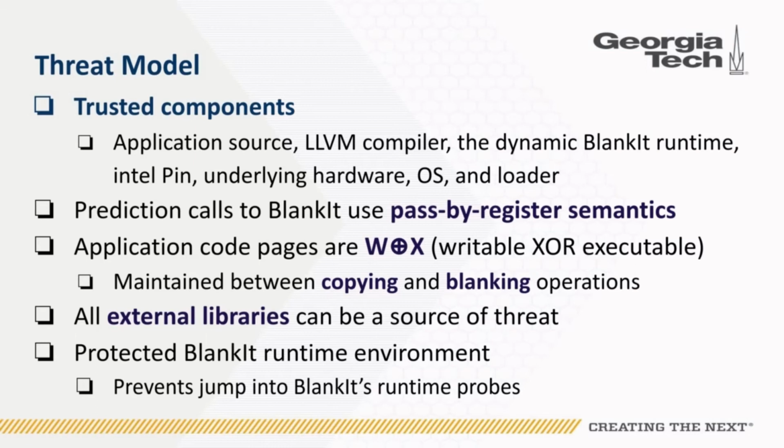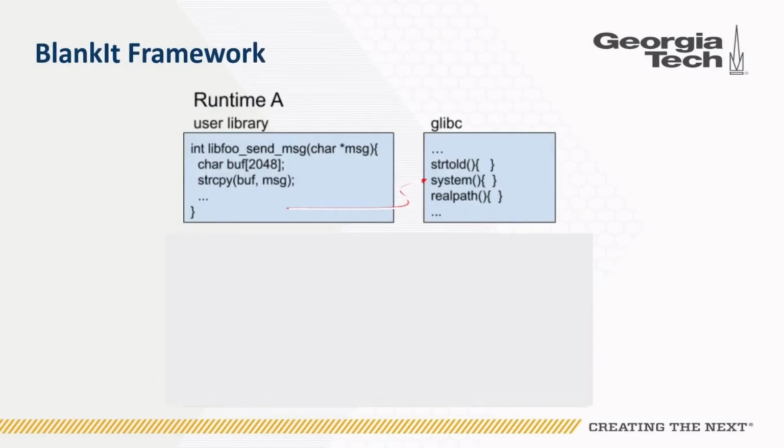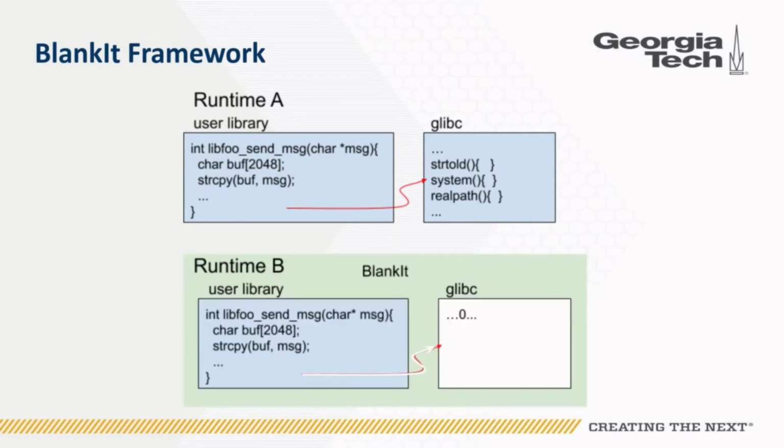Apart from the common assumptions of trusted base, we assume application source is trusted and we target external libraries by treating them as a source of threat. Please refer to our paper for more details on the threat model. Normally, an overflow vulnerability can be exploited to jump to an arbitrary address within glibc. But with BlankIt, since the library functions are wiped out, jumping to an arbitrary address results in a fault. In BlankIt, the set of functions that can be read through the vulnerability is reduced by the prediction mechanism. Hence, a highly accurate yet lightweight prediction framework is critical to BlankIt's success.